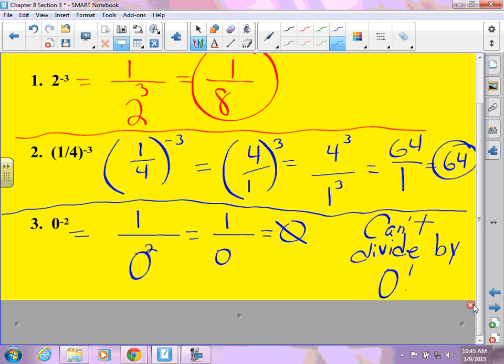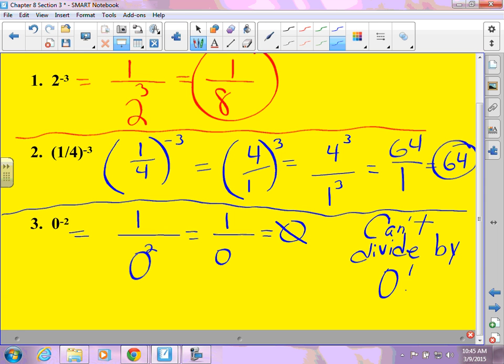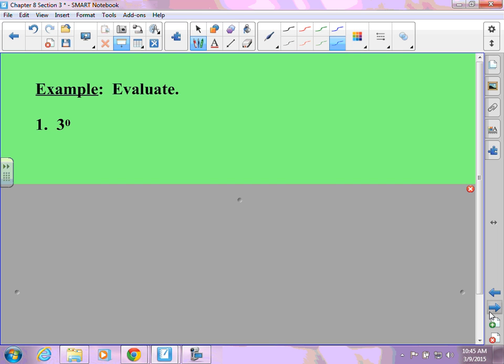All right, let's move to the next one. I got 3 to the 0. What is 3 to the 0? It is 1, and I know you know it's 1 because you've already looked ahead. And the question is why? A lot of kids get stuck with, why is that 1? That doesn't make sense. Well, let's talk about this just for a minute.